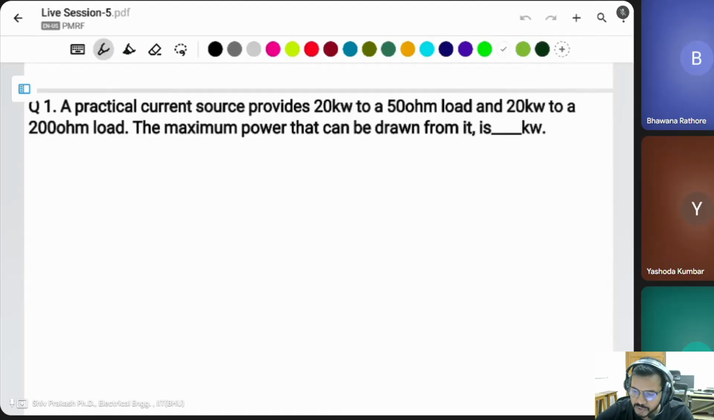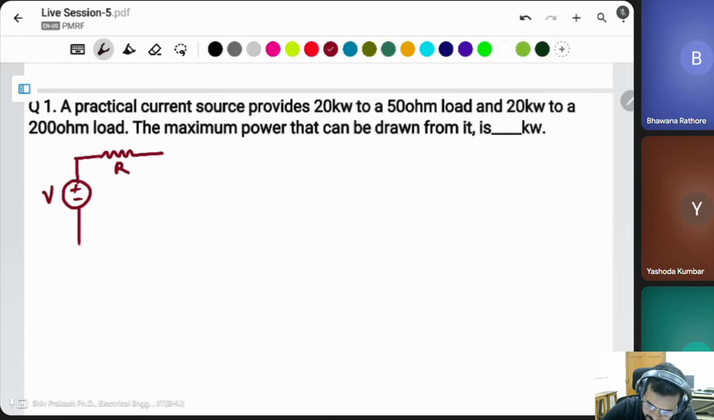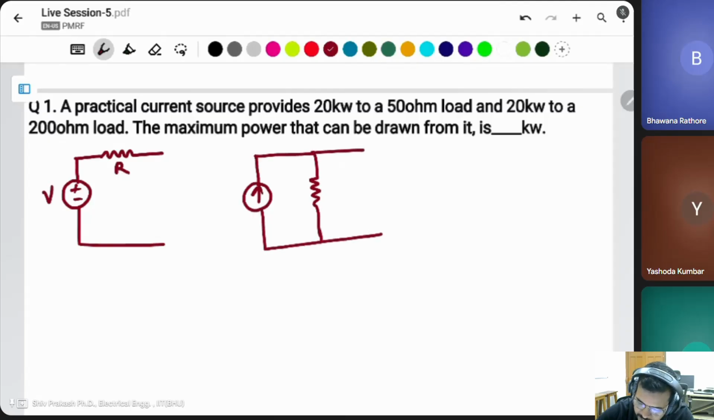You know about the practical source, practical current source and practical voltage source. A practical voltage source is a voltage source in series with a resistor. This is a practical voltage source, and a practical current source is a current source with a resistor in parallel. This is the practical current source.